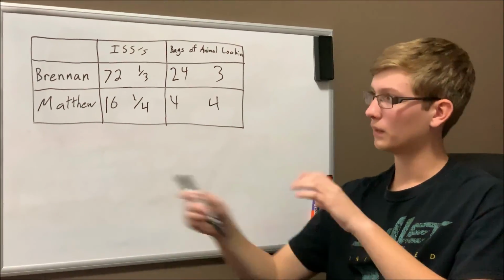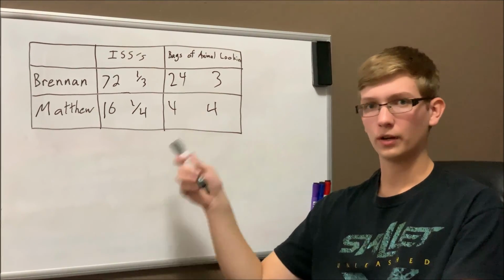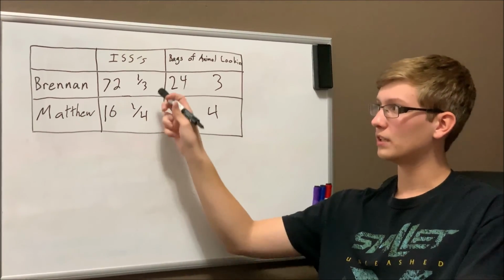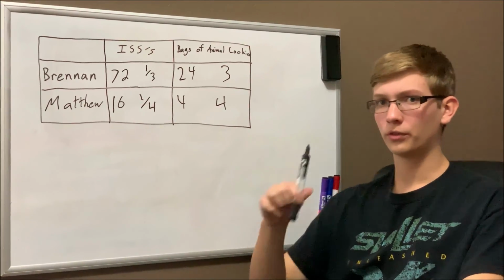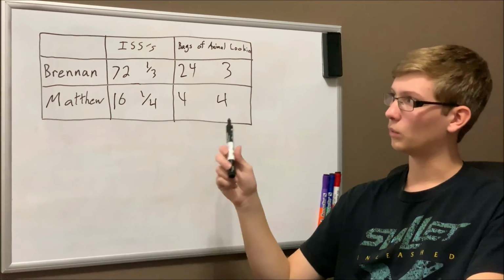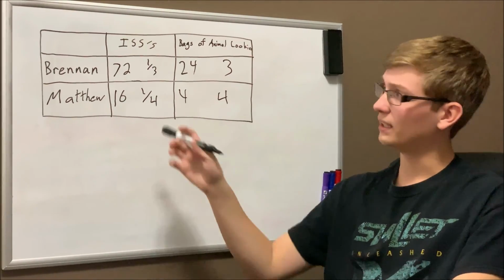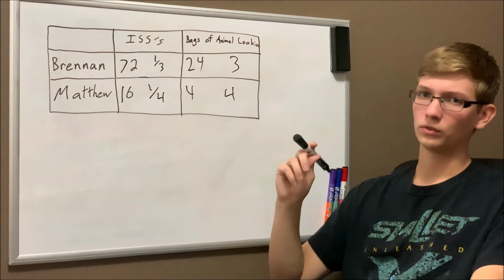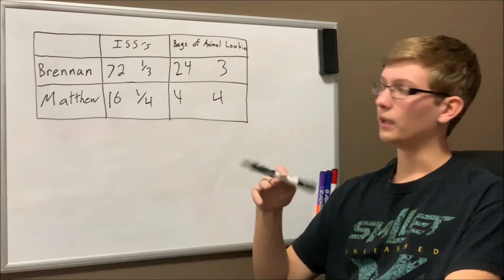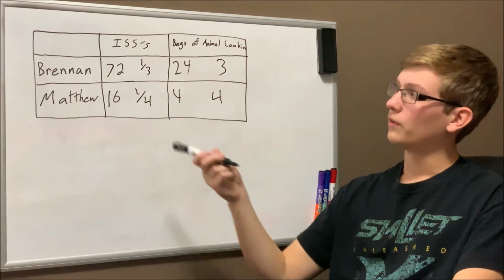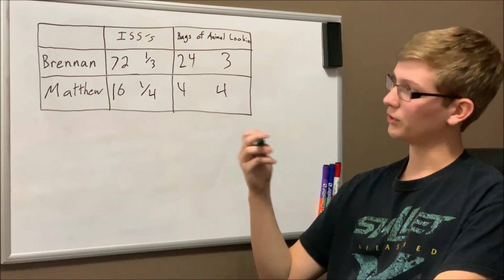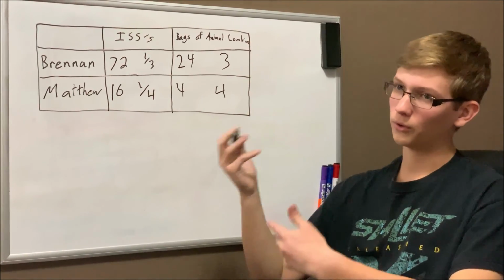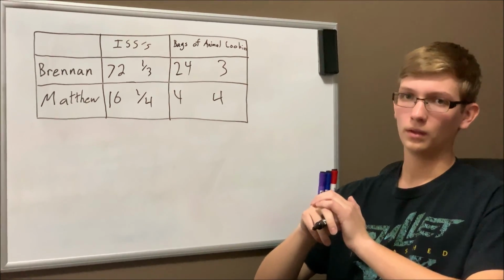So for this problem, Matt has the comparative advantage for ISSs because 1/4 is less than 1/3. That means it only costs him 1/4 of a bag of animal cookies to make one ISS, while it costs me 1/3 of a bag of animal cookies to make an ISS, right? So 1/4 is 0.25, and 1/3 is 0.333 repeating. And so 1/3 is bigger than 1/4 if you need a decimal comparison.